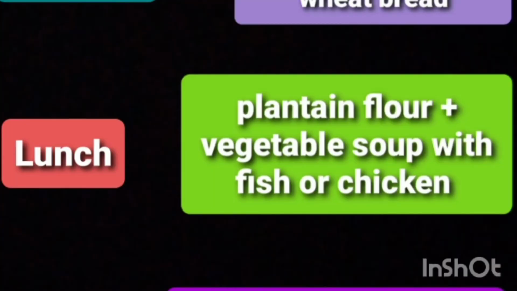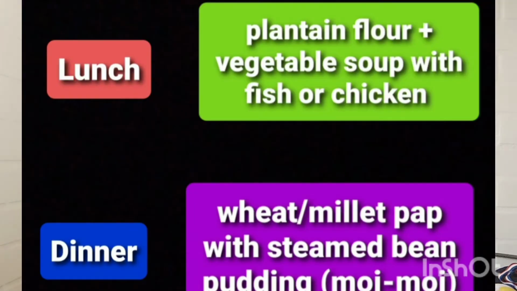So for lunch I picked plantain flour plus vegetable soup. Vegetable is very essential, especially for a diabetes patient, because you have to take a lot of fruit and vegetable. Vegetable helps in bringing down your blood sugar level, and again it contains a lot of vitamins, especially vitamin E, which helps in mopping out excess free radicals. So I picked vegetable soup plus fish.